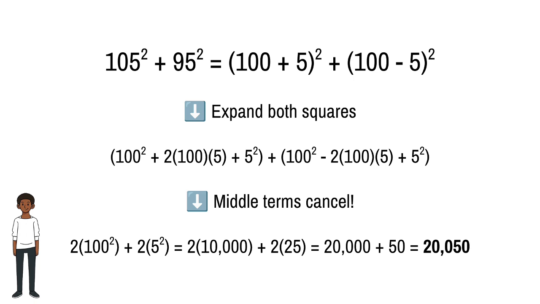Rewrite 105 as 100 plus 5 and 95 as 100 minus 5. Using the binomial expansion, a plus b squared plus a minus b squared equals 2a squared plus 2b squared, the middle cross terms cancel out completely. This leaves 2 times 100 squared plus 2 times 5 squared equals 2 times 10,000 plus 2 times 25 equals 20,000 plus 50, which comes down to 20,050.